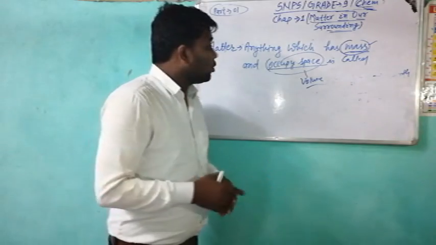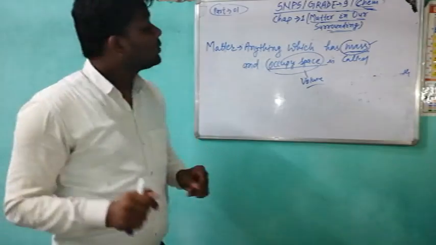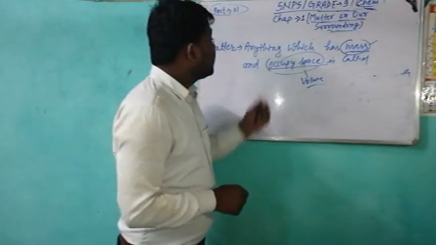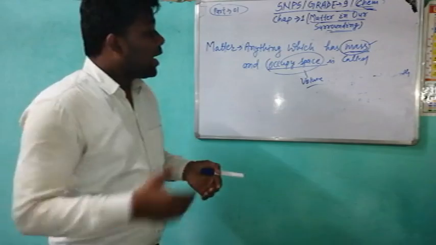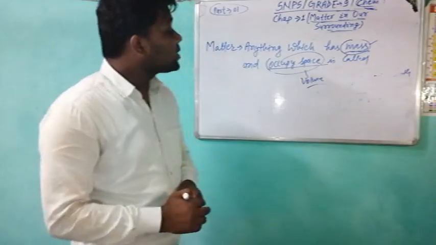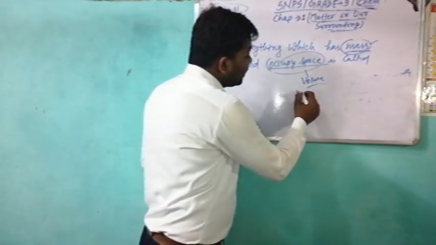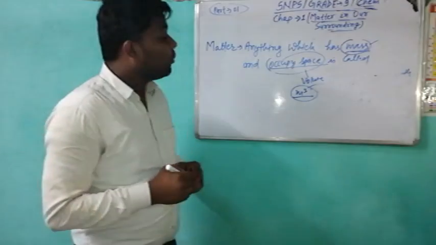So I made my point clear: what is matter? Anything which has mass and occupies space is called matter. I elaborated mass, weight, and volume. The SI unit of volume is meter cube.